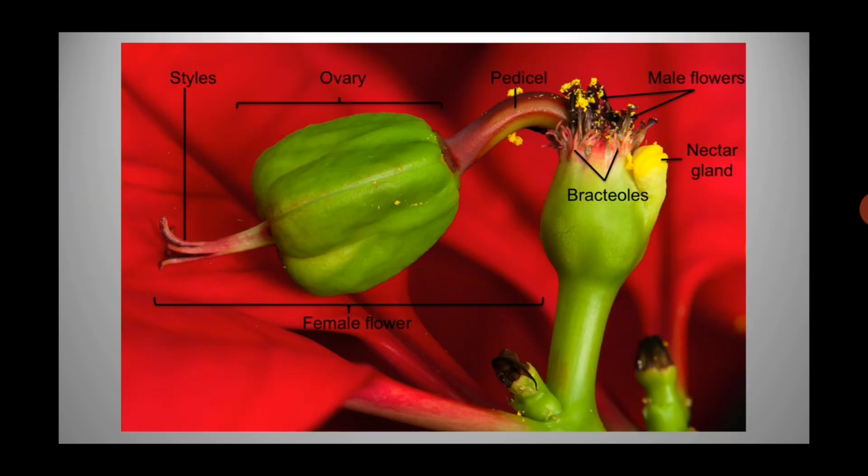So in this picture you can clearly see this is the naked female flower having ovary. This is pedicel, ovary, and these are the styles having stigmas. Three styles, three carpels, tricarpellary gynoecium. This is involucre of bracts, that is cup-like involucre. Then the bracteoles. This is nectar gland, which is brightly yellow in color. Then these are the male flowers. So this is all about the Cyathea inflorescence.